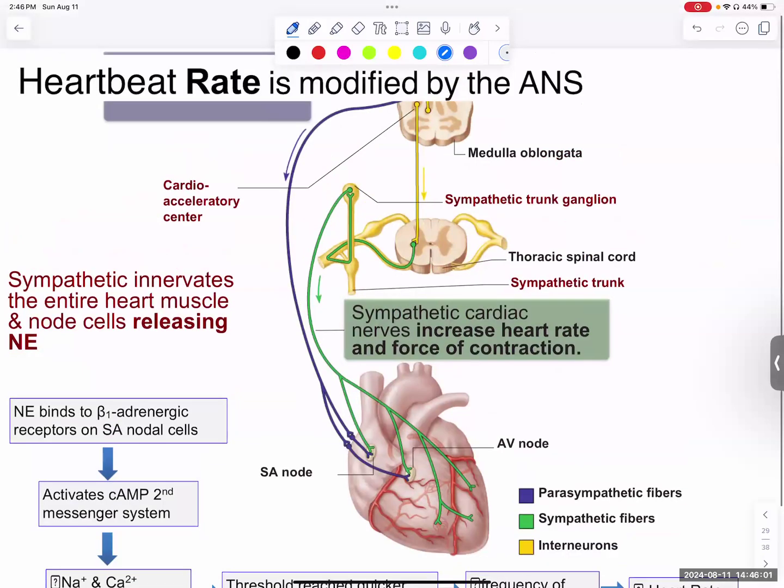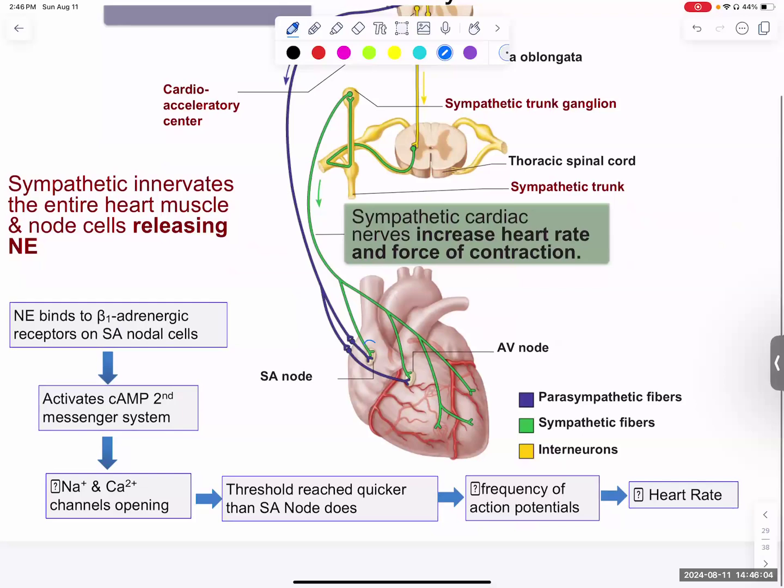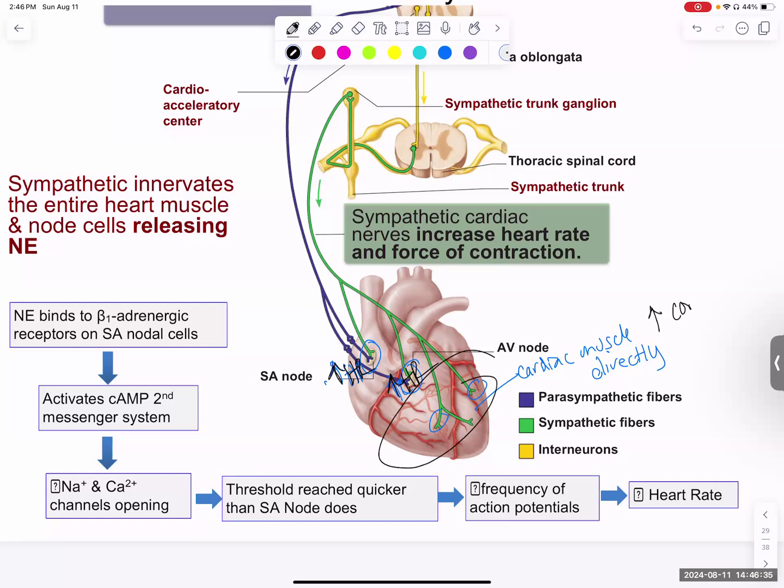So this sympathetic activation you can see at the SA node and the AV node, and the sympathetic nervous system innervates cardiac muscle directly. At the SA node and AV node, there's an increase in heart rate. Here is where it increases contraction strength in that cardiac muscle.